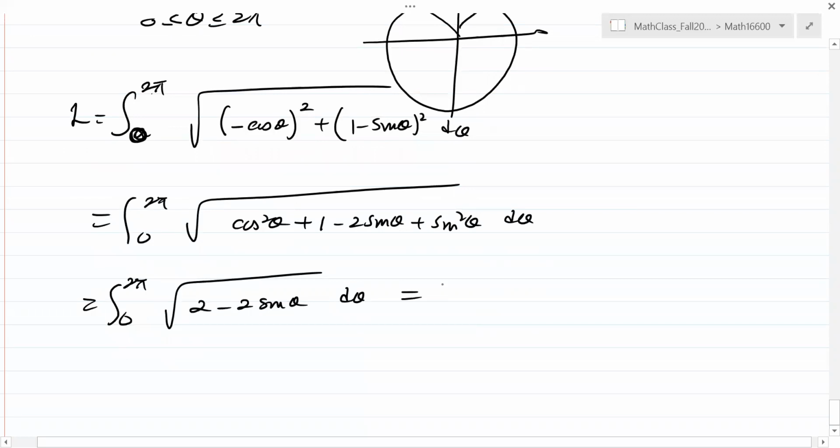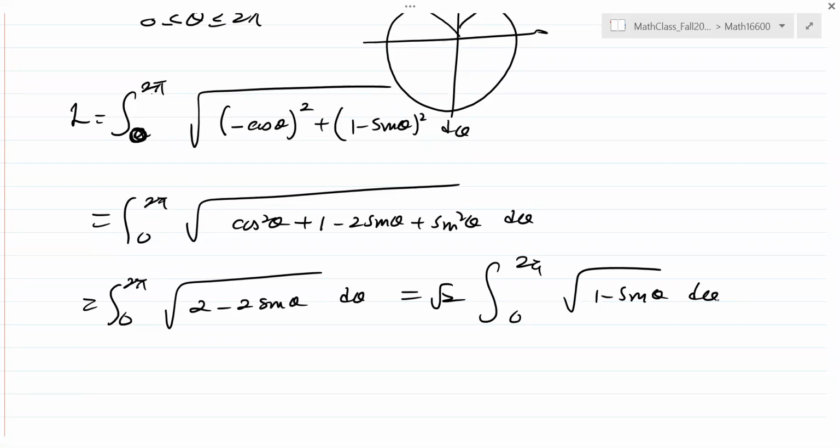All right, so you can take the square root of 2 out. The only problem is this: 1 minus sine theta. I think if it were 1 minus cosine theta, that would be much easier. Why? With cosine theta, you can use the double angle formula. So how do you change sine to cosine? This is a problem.